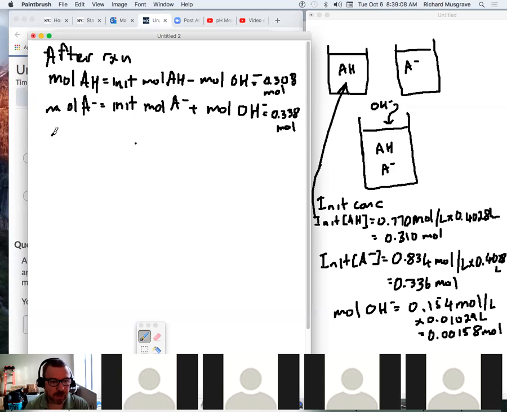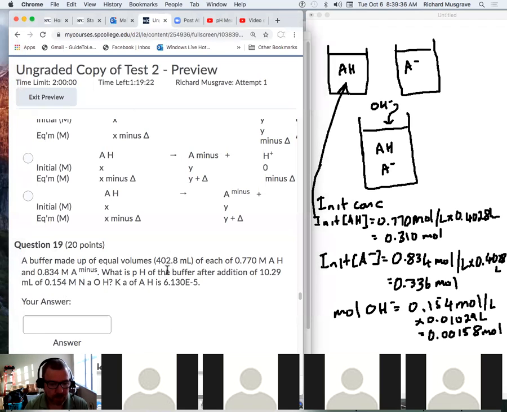And then after that, we can get our concentrations of AH and A minus, and the concentrations are going to then be based upon the moles divided by the total volume of solution. And the total volume of solution here is going to be the equal volumes of the buffer, 402.8, multiplied by 2, plus the 10.29 mL of sodium hydroxide that were added.